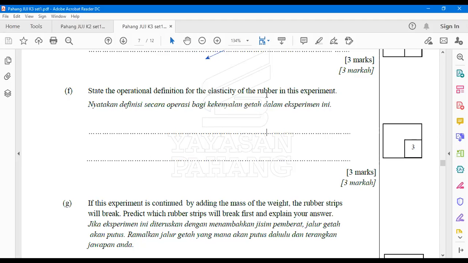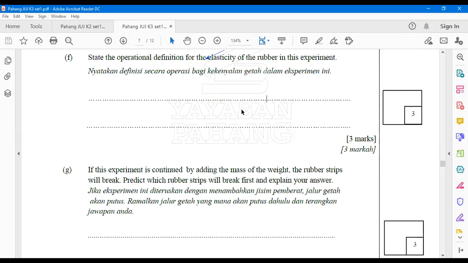I hope you can follow. I repeat, the terms "what you do", you don't have to write. You just say a 200 gram weight is hung at the natural rubber and the vulcanized rubber of the same initial length. What you observe is, when the weight is removed, the length of the natural rubber extends, while the length of the vulcanized rubber does not change. Okay, so this is about your operational definition.